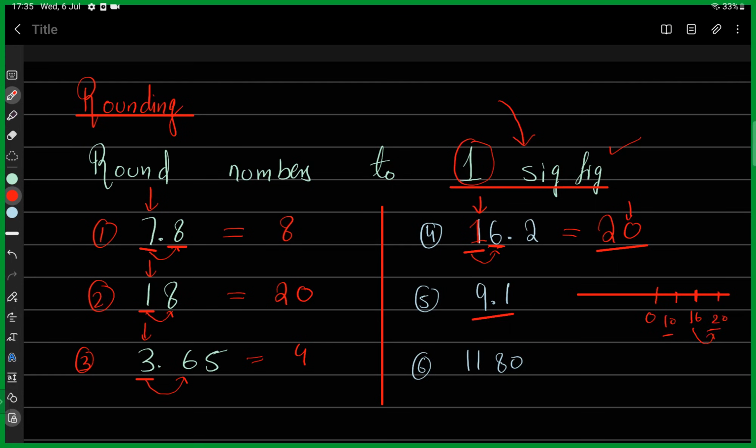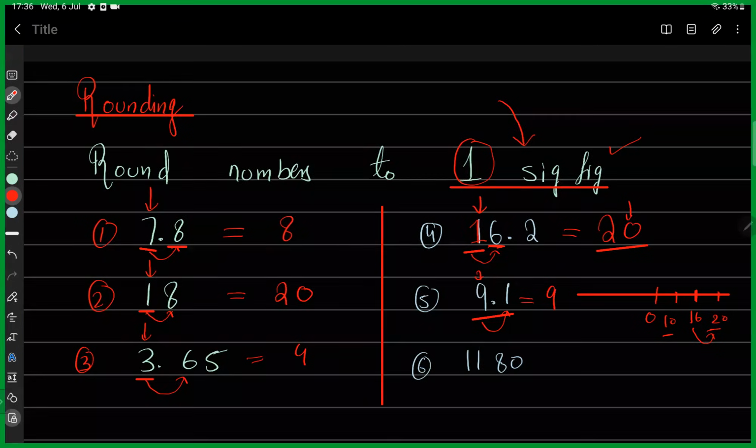If I talk about 9.1, again, it says one significant figure. So only focus on this number. Either this 9 would stay 9 or it would become 10, right? 9 would be rounded off to 10. So for this case, I will just look at the other digit. That's 1. 1 is less than 5. So I can write it as 9 directly. Now 9.1 is rounded off to 9.